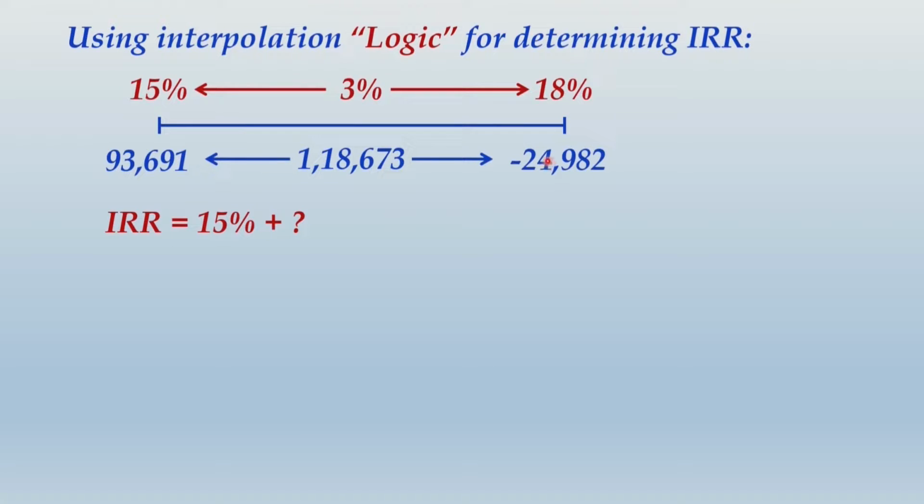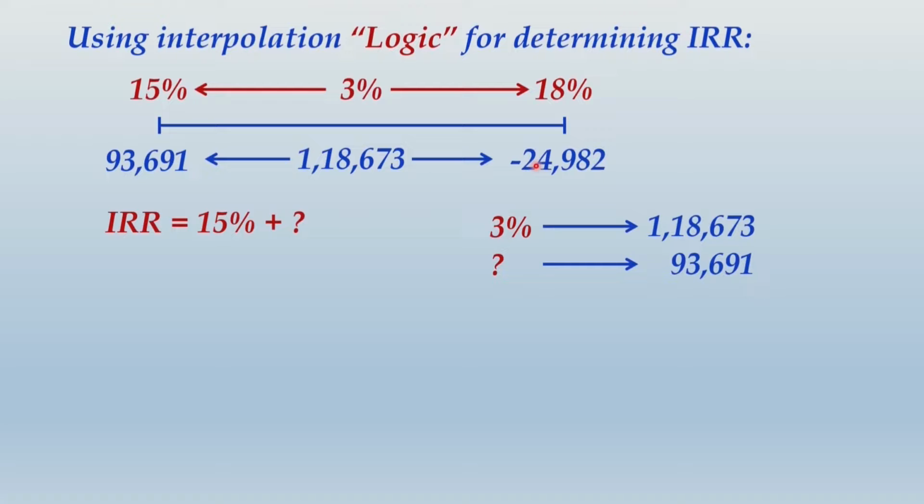So what we are trying to conclude is, when we increase the discounting rate by 3%, the reduction in NPV is by 1,18,673. So what should be the increase in discounting rate so that reduction in NPV is by only 93,691? Why 93,691? Because at 15% you are getting a positive NPV of 93,691. You want to make your NPV 0. So NPV should be reduced by 93,691.